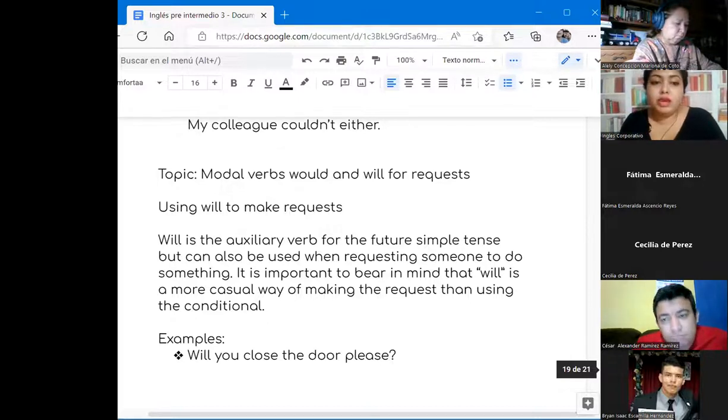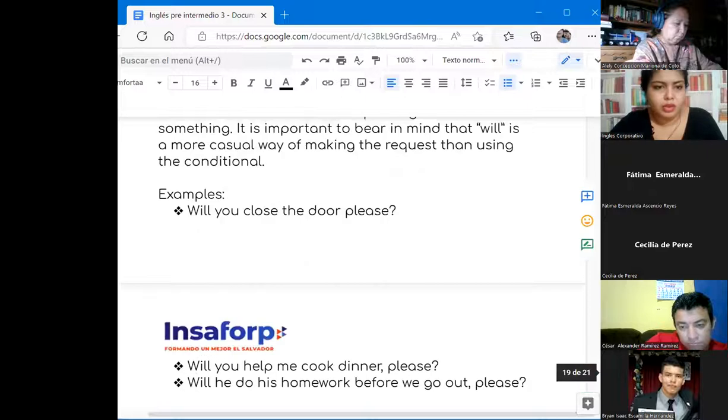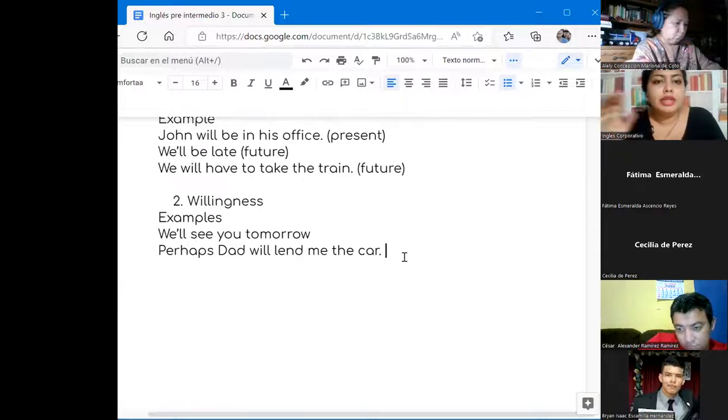So, we are going to continue with this part because we were talking about willingness. So, in that case, it is the things that we can do or we are willing to do. Then we have the number three, el número tres, promises, offers, and requests. That is the part that we were saying at the beginning. Vamos a hablar de las promesas, ofrecer algo, o sea, hacer ofrecimientos, y pedir.